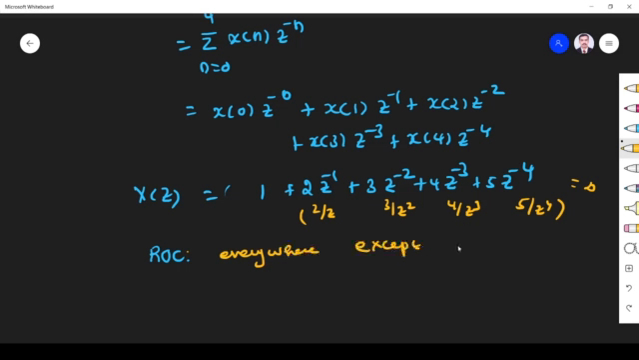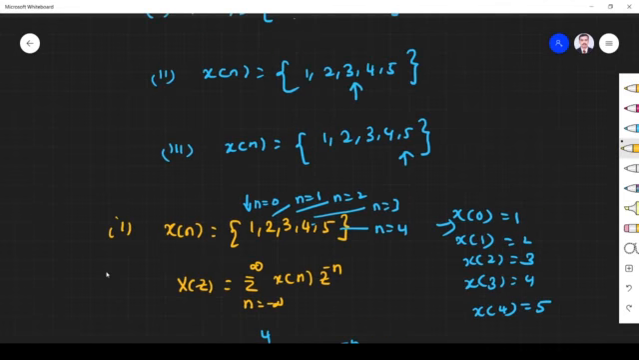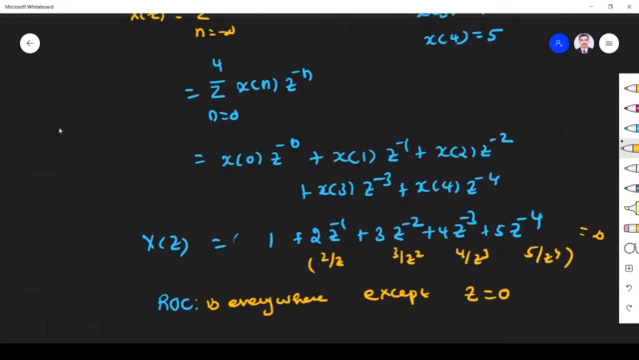except z is equal to 0. For all other values, we can find the z-transform. When you substitute z is 0, the function becomes infinity, X of z becomes infinity. So the ROC is everywhere except z is equal to 0. This is the answer. Next problem, same 1, 2, 3, 4, 5, but with an arrow mark at 3.